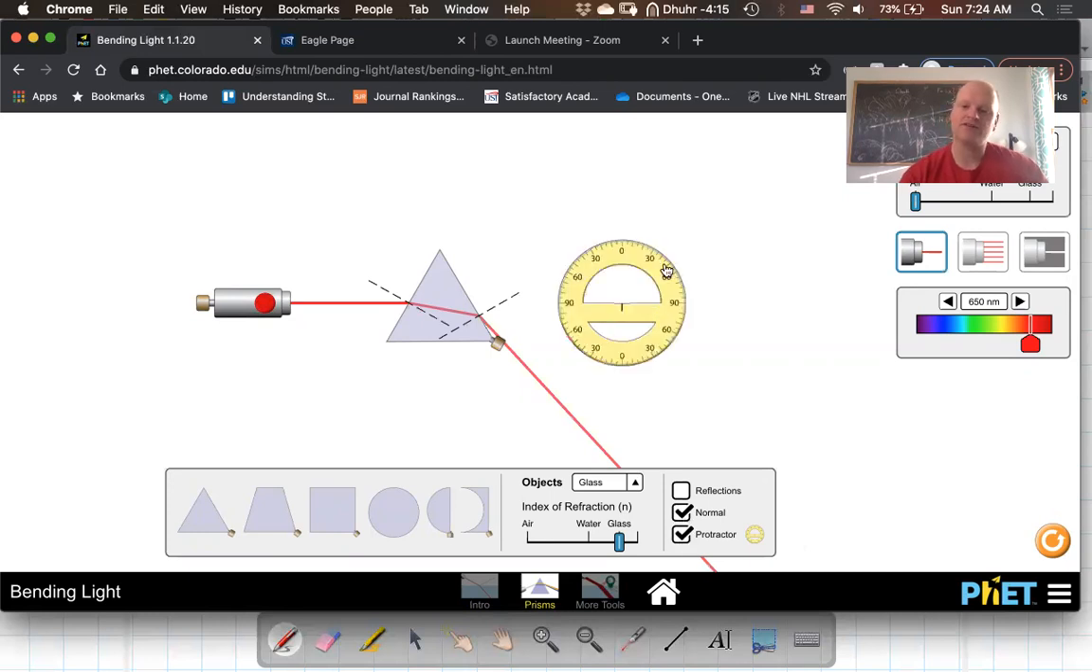So here, we're going to do the same thing. We're going to use our protractor to measure, for this normal here, the incident angle here and a refracted angle here. And then on this side, this is going to be the incident angle on this side, and this is going to be our refracted angle on this side.